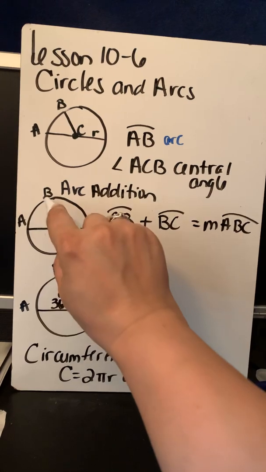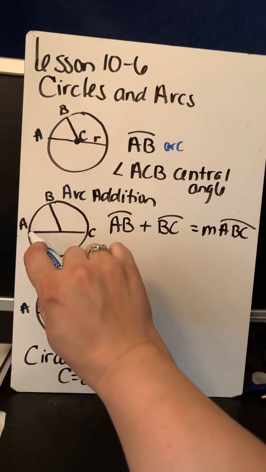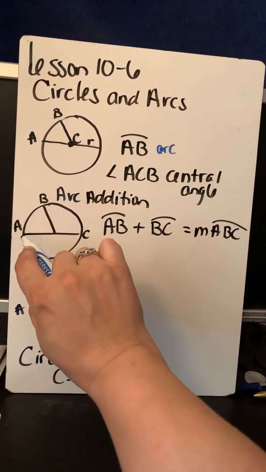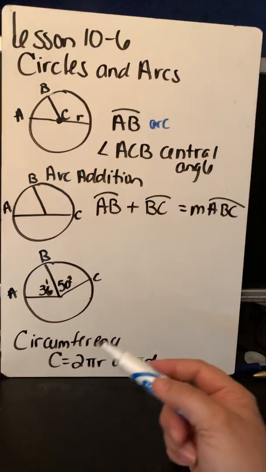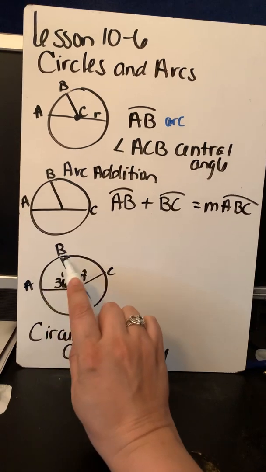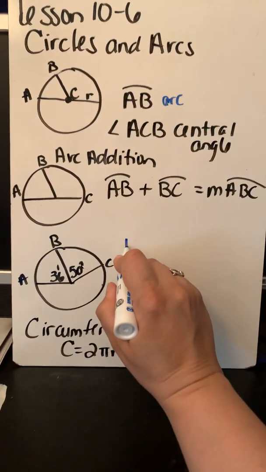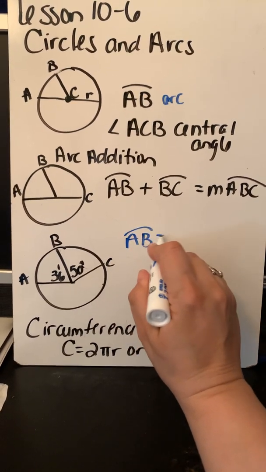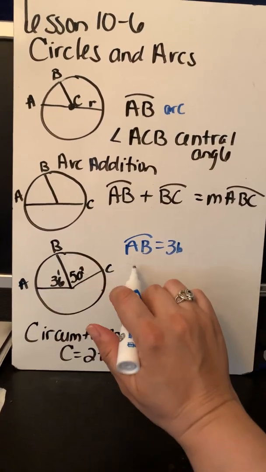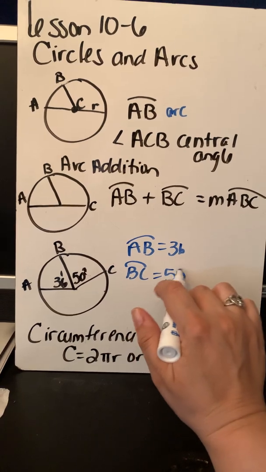So let's say I have an arc here and an arc there. To find this whole entire arc, I would take arc AB and add it to arc BC. That would give me the measure of arc ABC. Pretty self-explanatory again. Now, to find what the measures of those arcs are, if it's 36 degrees inside, that means that your arc AB is also 36. Same thing with BC. If that is 50 degrees, your BC is also 50.